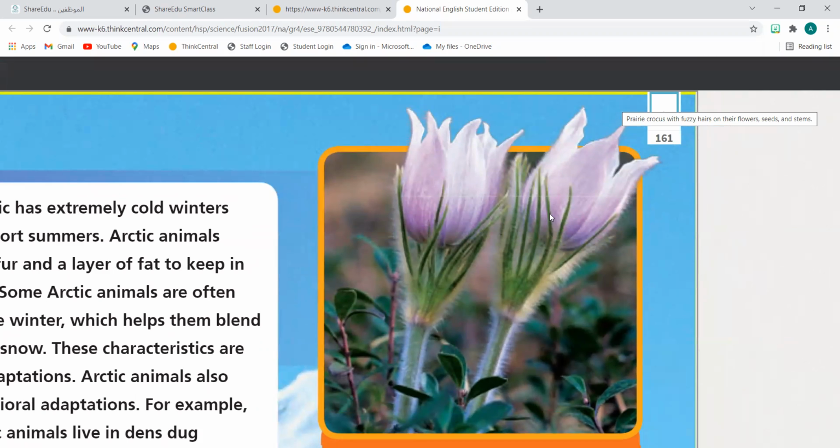Yeah, colorful. This is very cool. This is a physical adaptation that helps a plant survive the winter or the snow. Look at the hairs over here, all around this plant. They keep the heat inside and protect it from the wind.